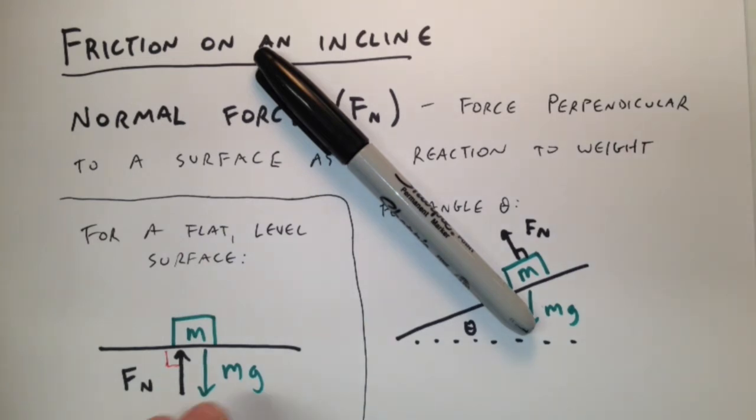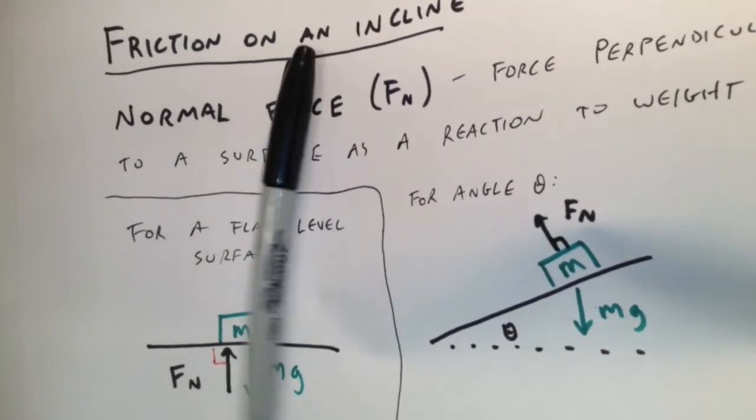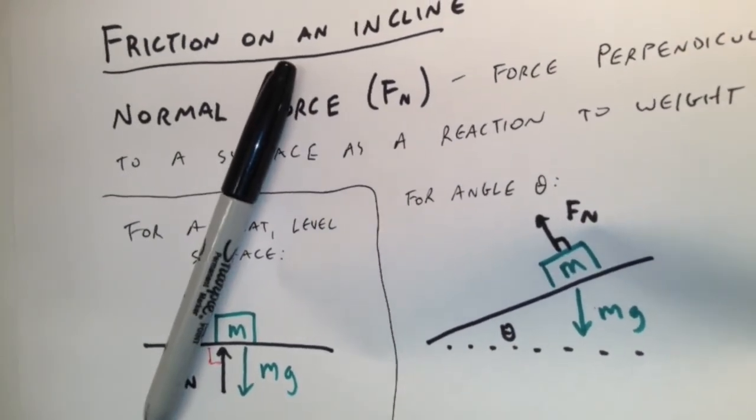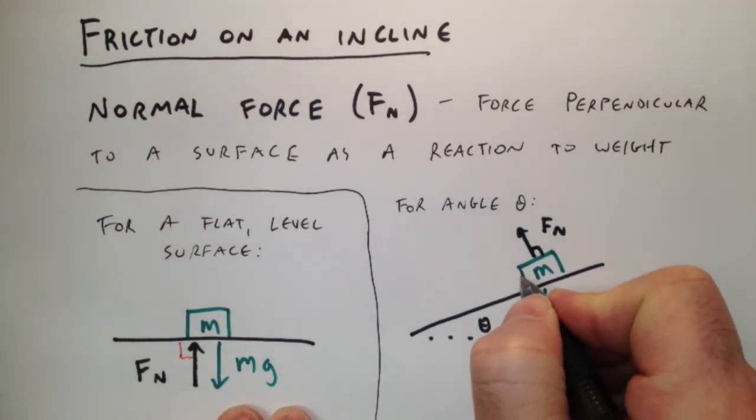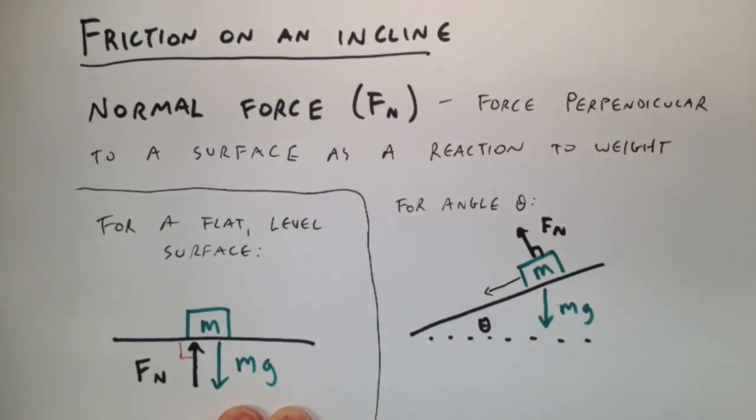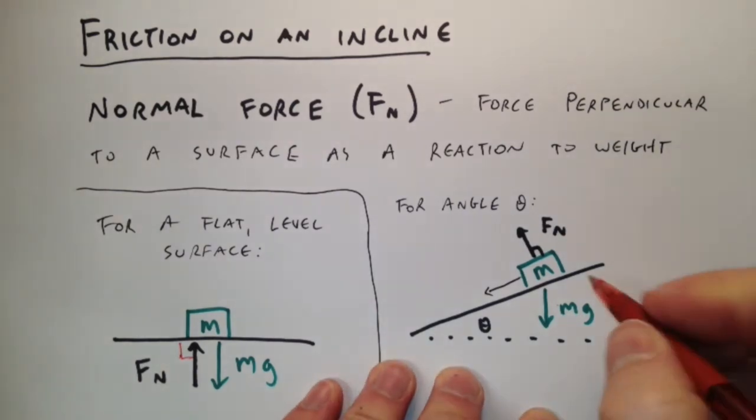But if it's on an incline, not necessarily the case. The normal force is still perpendicular, but they're not equal and opposite anymore. The direction that this mass would go in would be that way, right? That's the way that it would go if it could go. But if it's not going, it must be resisted in the opposite direction. That would be this direction.